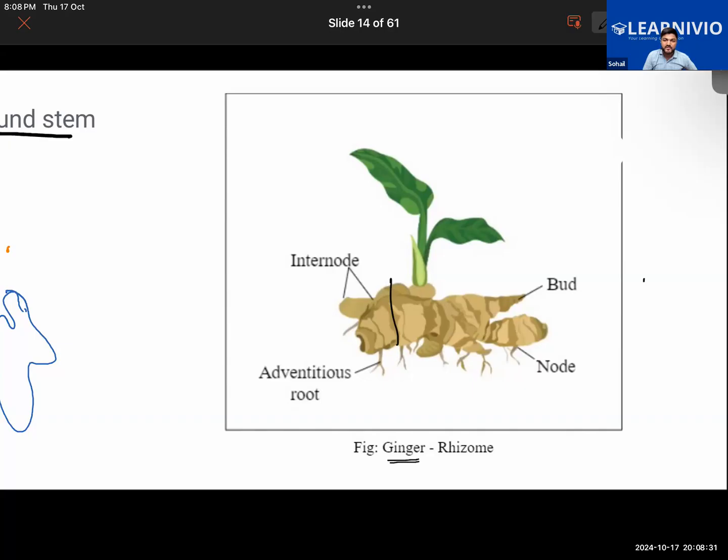So you guys do one thing: whenever you purchase or get a ginger from the market, look at this particular structure, this part of the ginger. You might find brownish lines on this. I suppose you can relate with this. You might have observed this. So these brown lines that you see here, what do we call them? They are the nodes.